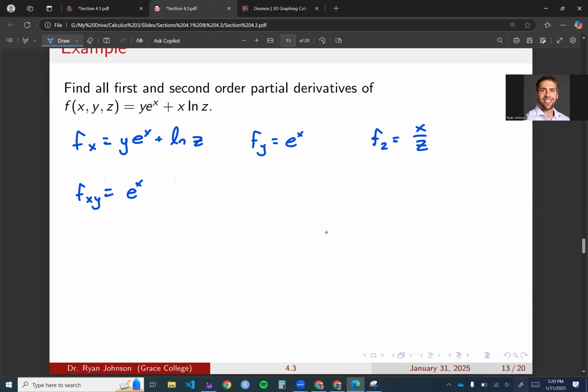All right. f_yz. I could start here and take the z derivative and get 0, or I can start here and take the y derivative and get 0. They're both 0. f_xz. I could start here and take the z derivative and get 1 over z, or I can start here and take the x derivative and get 1 over z.